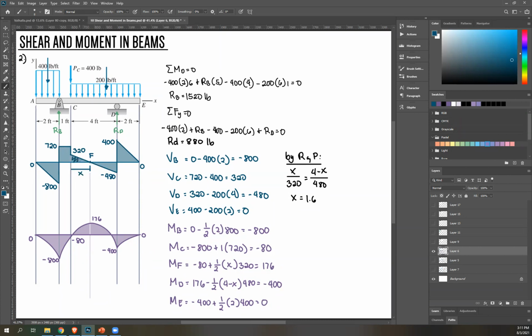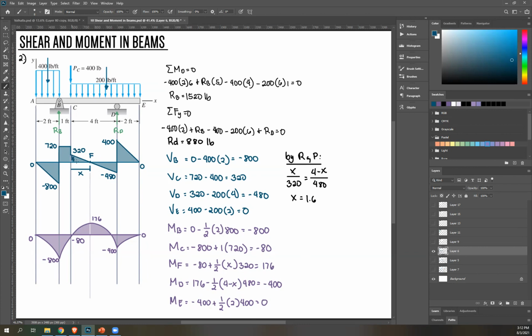So base of this smaller triangle over height, which is 320, equals base of this. So that's just total length 4 minus x. So that's why this is 4 minus x. And then this height, which is 480. Solving for x, you get 1.6. Sub that into this equation, you'll get positive 176.